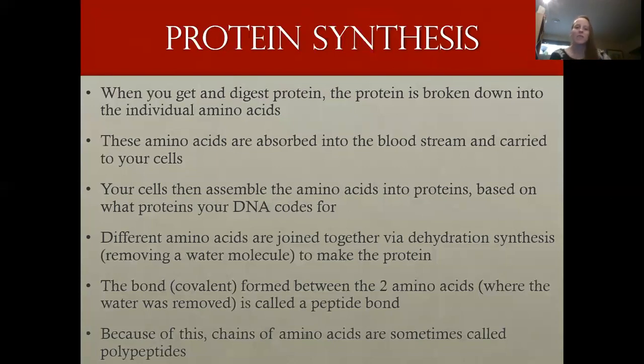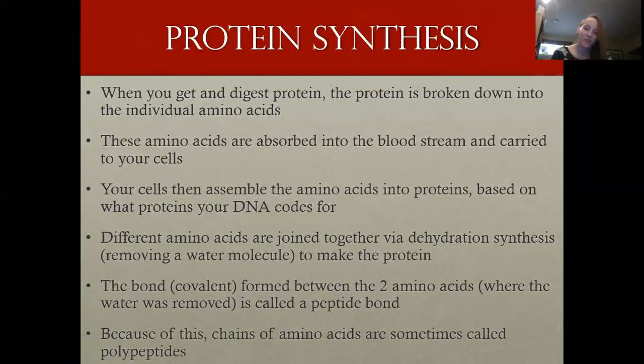Protein synthesis is really important. It's how we make a lot of our different cells and organelles and stuff like that. So what happens is you eat and digest the protein. When you digest the protein, it breaks apart into all the individual amino acids. Those individual amino acids are absorbed into the bloodstream, carried to your cells, and then at the ribosomes of your cells, which are the organelles responsible for protein synthesis, all of the amino acids will be assembled into different proteins based on the proteins that your DNA codes for.